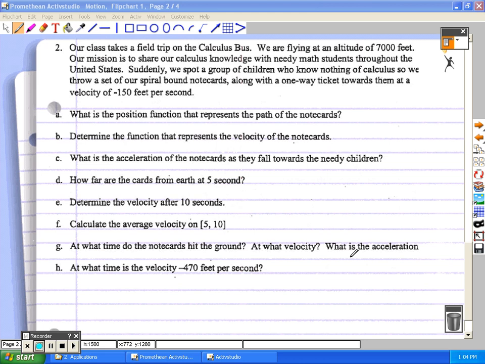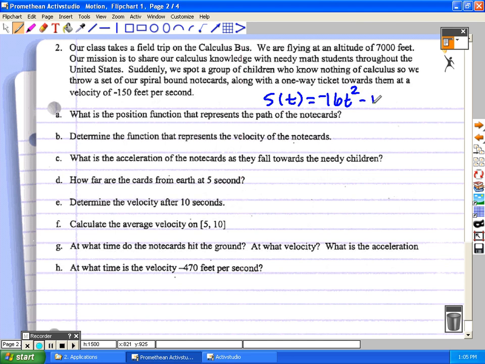Question A, Algebra 2 question. What's the position function that represents the path of the note cards? So if you look back at your notes, you know that the position would be s of t is equal to negative 16t squared. We have an initial velocity of negative 150 feet per second, so there's my t, and we are flying at an altitude of 7,000 feet when this occurs.